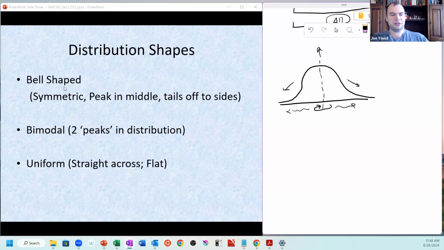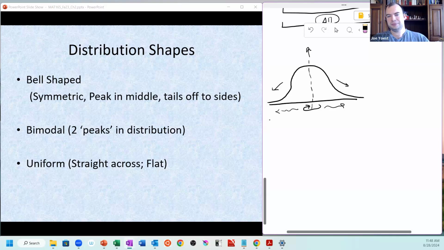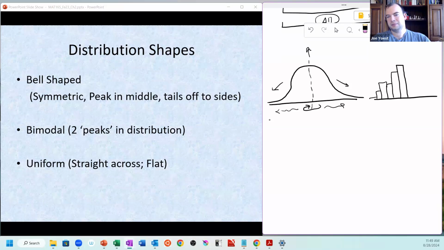A lot of times we draw these curves, these distribution shapes, as continuous functions like this, but in reality, this would be something more like a histogram. So what might this look like if I actually had a data set that came from a bell-shaped population? I'm not going to see a perfect bell shape in any real data set.